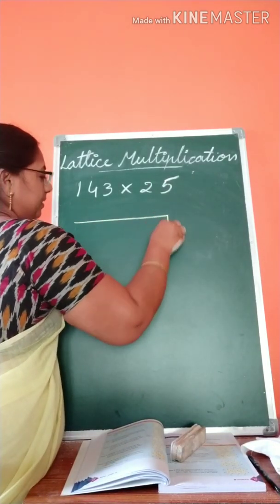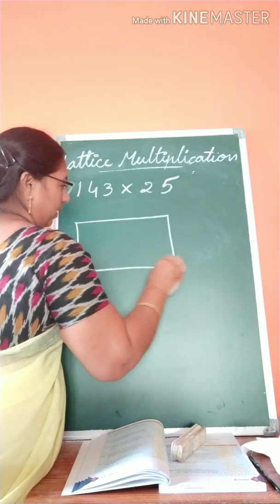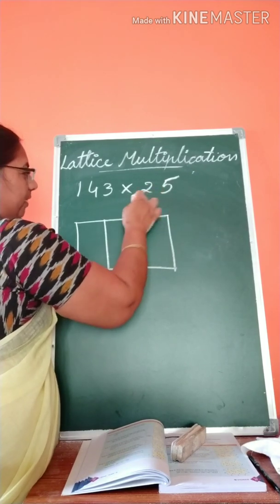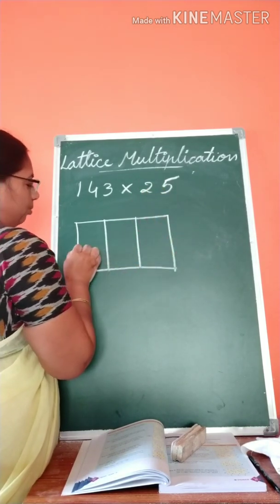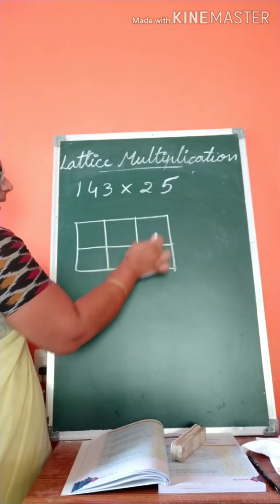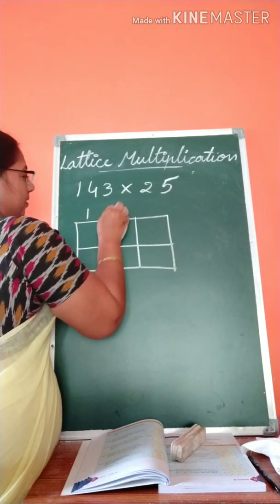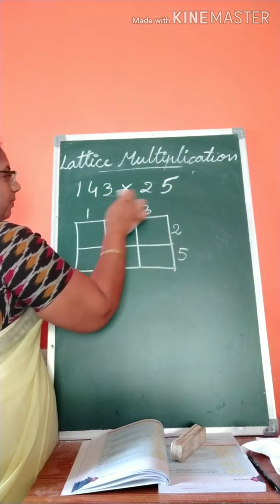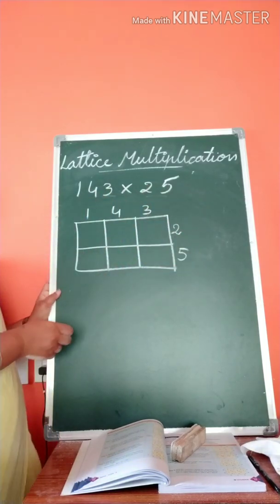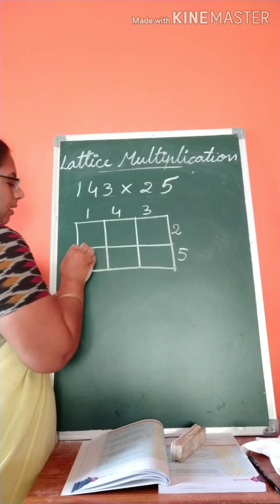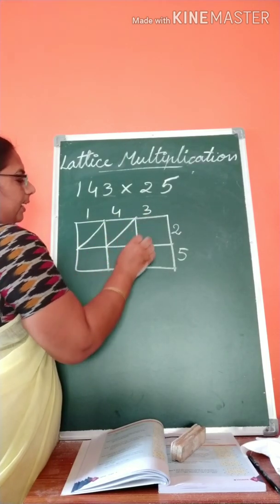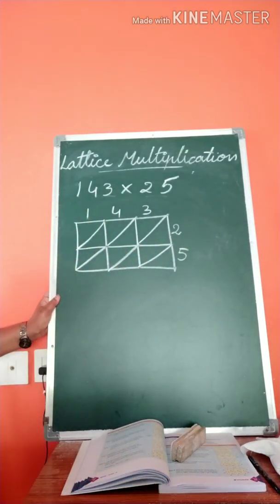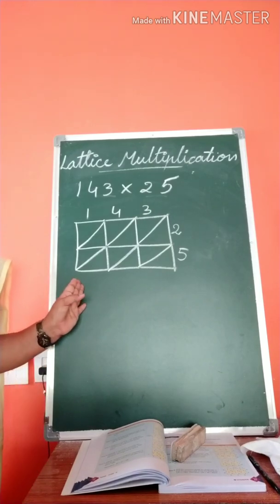Now draw the lattice children. As we have 3 digits here, we have to divide this side into 3. And as we have 2 digits here, we have to divide this side into 2. So 3 by 2. Okay. Write the digits on the top. 1, 4, 3 and 2, 5. 143 this one, 25 here. Okay. Now draw the diagonals for every box. So here this is the first one, second, third, 4, 5, 6. This is how we make a lattice for 3 by 2 multiplication.